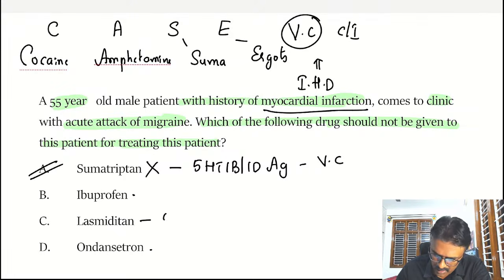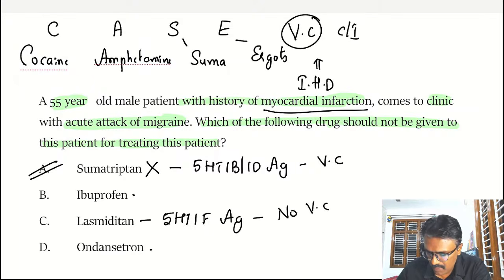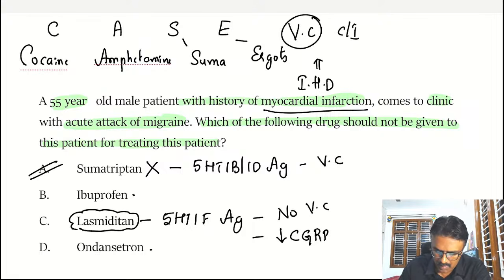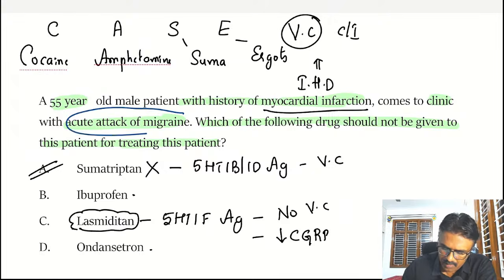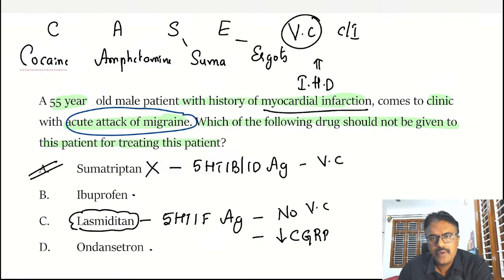Can you give lasmiditan? Yes, it's a 5-HT 1F agonist given for migraine attack. It doesn't cause vasoconstriction. Then how does it work in migraine? It decreases CGRP levels. Suppose somebody has an attack of migraine and heart disease, what is the preferred one if they ask you? The name is lasmiditan. Now, we know the drug of choice for acute attack of migraine is sumatriptan, but here due to heart disease, we prefer giving lasmiditan.